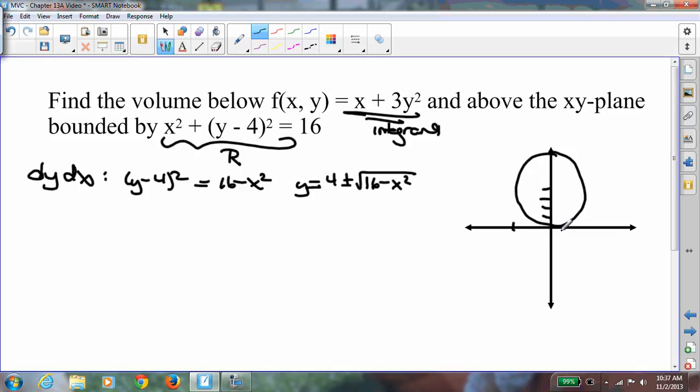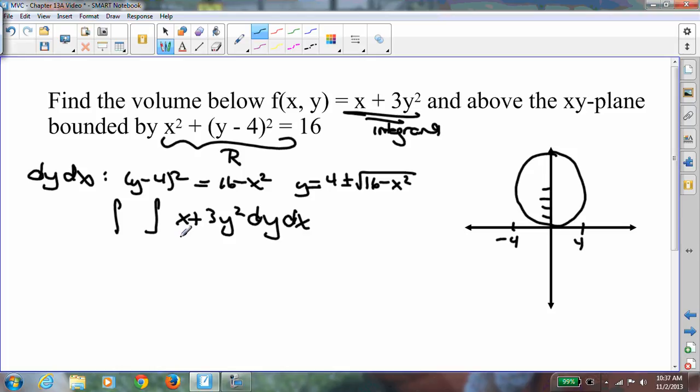And then I need my x values, but I do know that it's a circle of radius 4, so that means x goes from negative 4 to 4. So my dy dx integral is going to be my double integral of x plus 3y squared dy dx.